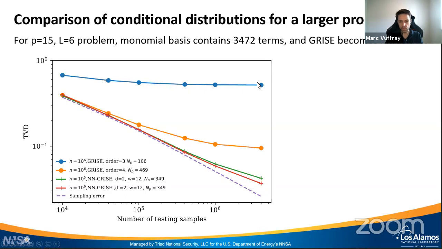So you see that very quickly it flattens, which means the model is limited. You can add as many samples as you want, the error will just flatten. And here GRIs of order 4, which of course performs better than GRIs of order 3, but it also flattens pretty quickly. And the interesting part is that the neural net, with 2 layers, width of size 12 and 10 to the 6 samples, decreases and goes beyond what you have with GRIs with more parameters. Because you introduce these higher order terms, they're present from the beginning. You can actually have a much lower total variation distance.